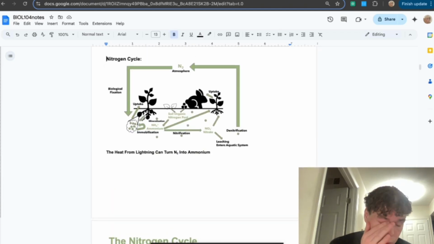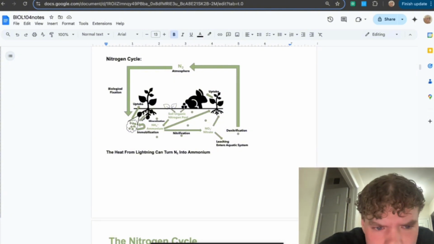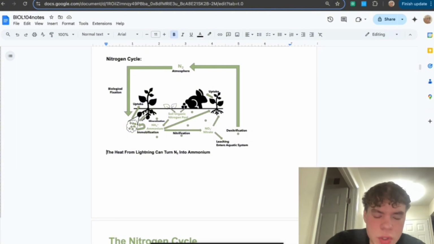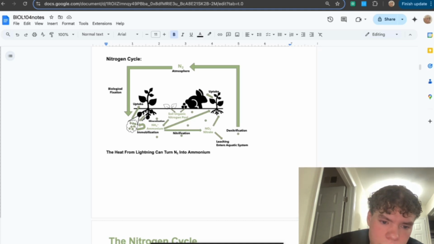So our cycle is we have N2 gas in the atmosphere, and I might have some better terms. So N2 in the atmosphere basically gets into the ground as ammonium. And plants can uptake this ammonium or it can be immobilized and just stay in the soil.